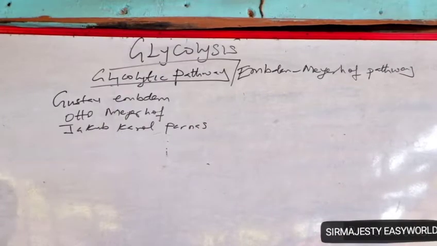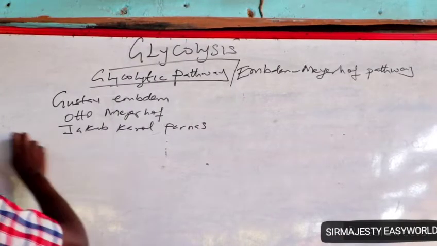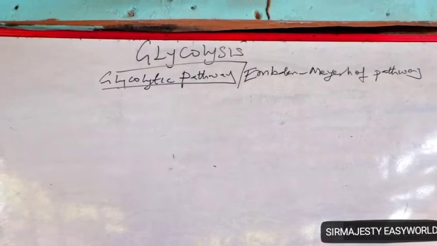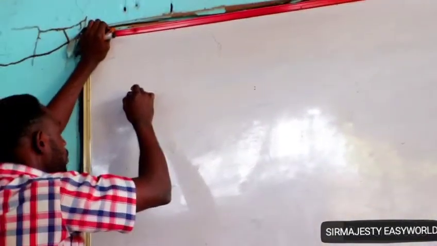So the discovery determines the name. And remember, I told you it takes place in the cytoplasm. Okay. We will take it in a summarized way, as much as we can. First, we have the glucose.